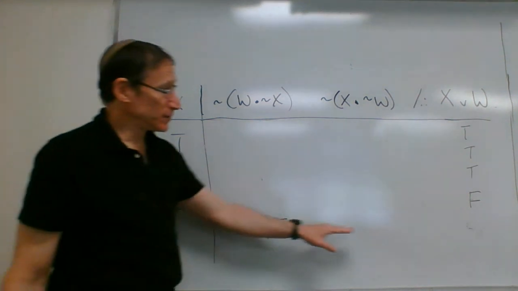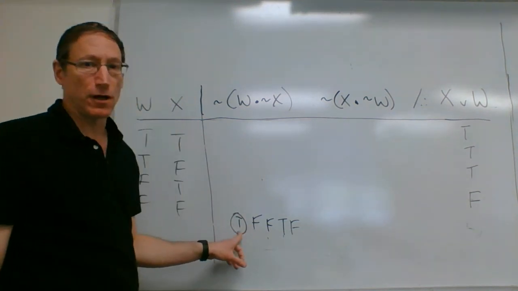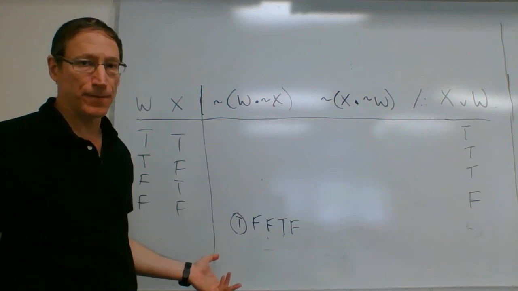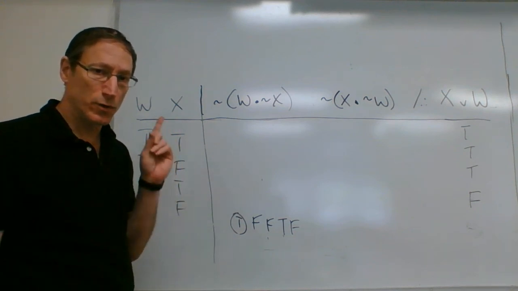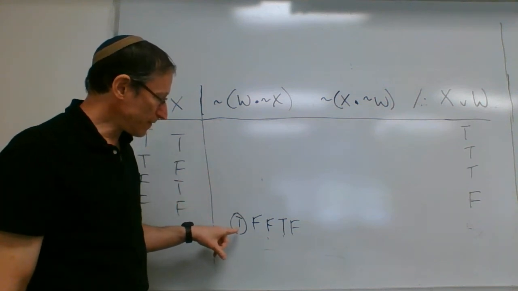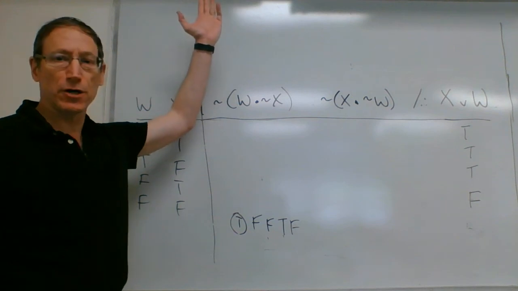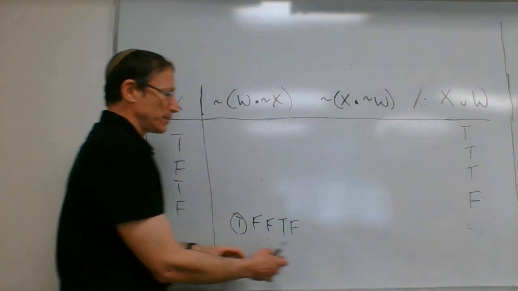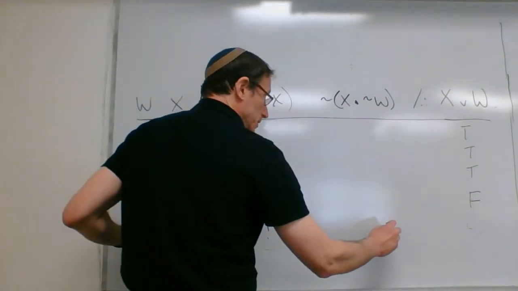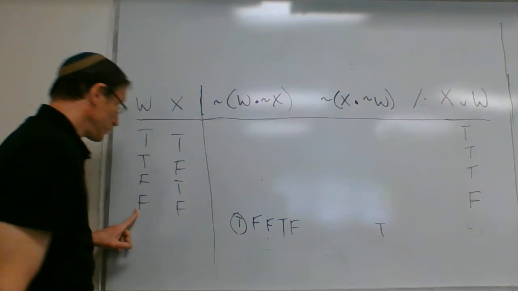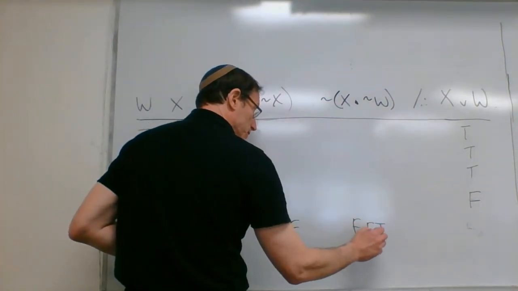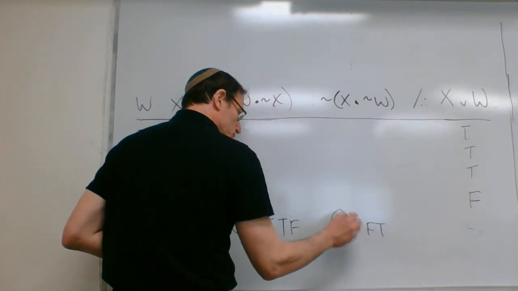So now I have to look at this premise. If this came out false, I wouldn't even have to look over here because I would know that there's no counterexample. Remember, a counterexample is a row where all the premises come out true and the conclusion comes out false. So if this came out false, I could already say, oh, no counterexample. But this came out true. That means I have to look at this one. So let's do this carefully. Not W is going to be true. On this row, X is false, so the dot comes out false. The tilde comes in and makes that true.